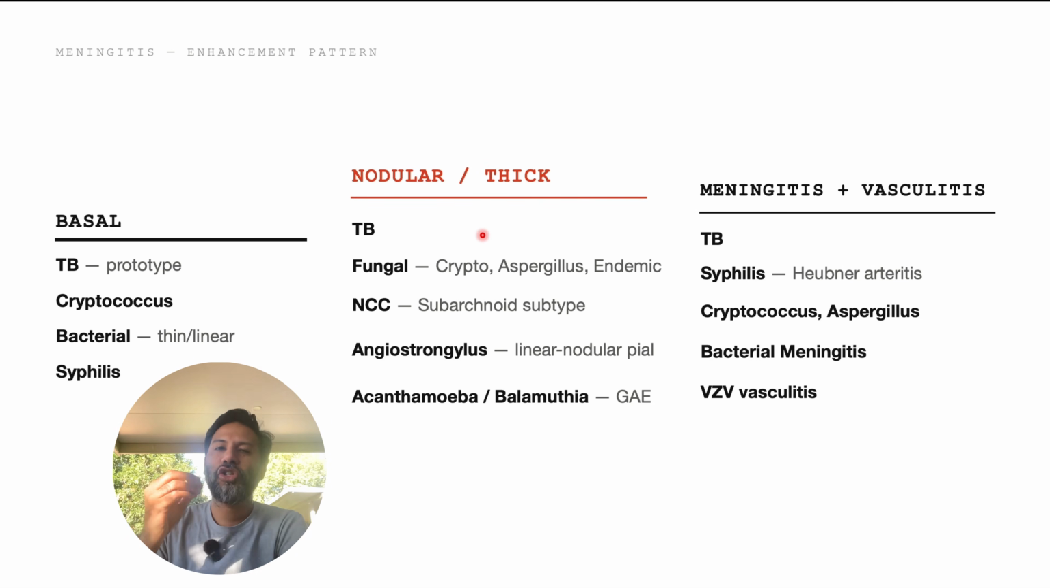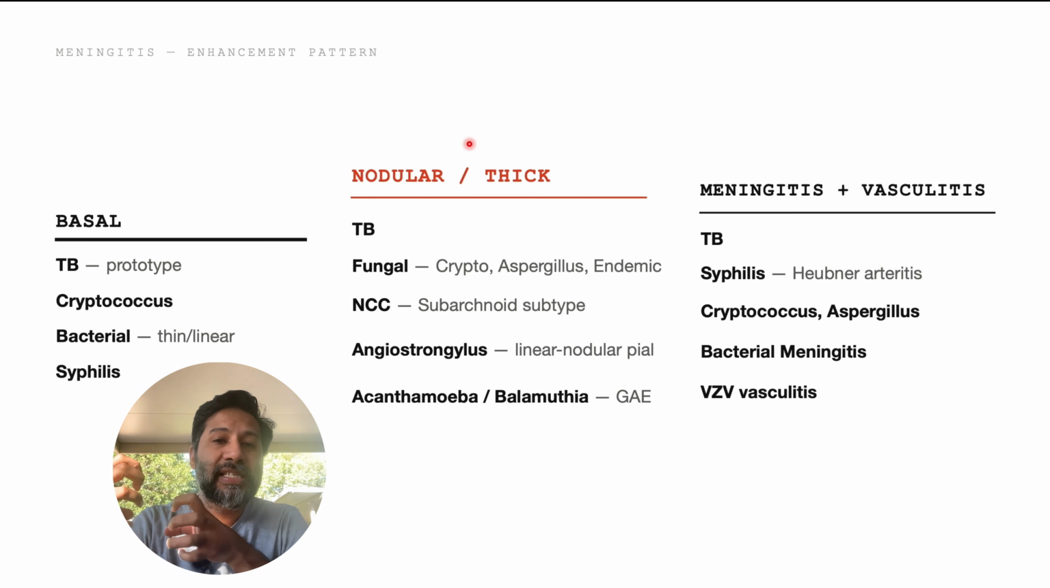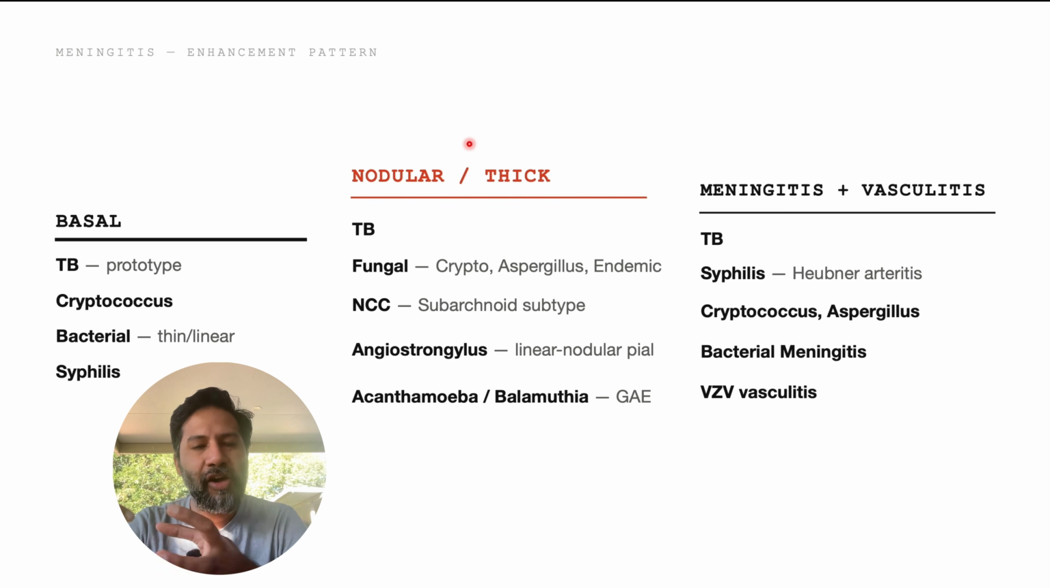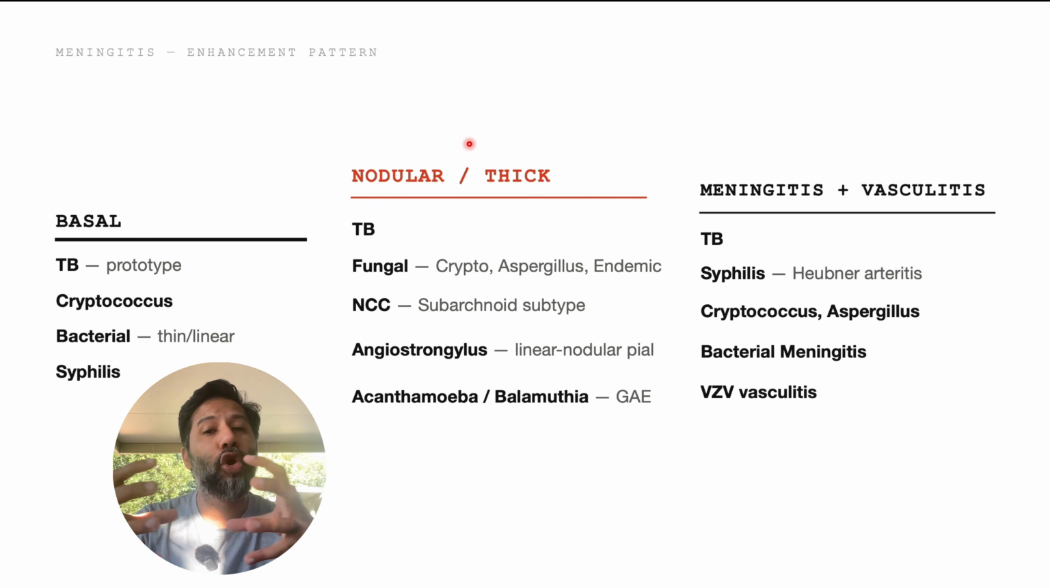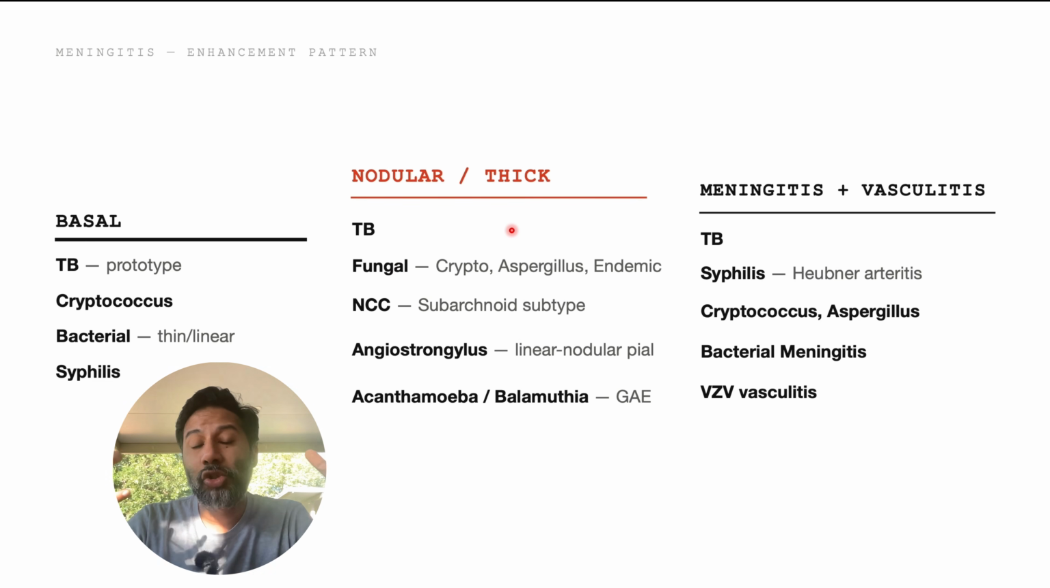When you see thick and nodular enhancement, we think about granulomatous inflammation. That's the classic location we see it. Granulomatous inflammation is a very specific immune response. We typically think of that as a Th1 response, a T helper 1 cell response, where we're releasing interferon gamma, TNF alpha, and we're getting actual granuloma formation occurring to wall off a pathogen. So here you can see the classic nodular thick pathogens are pathogens that trigger granulomas and granulomatous inflammation.